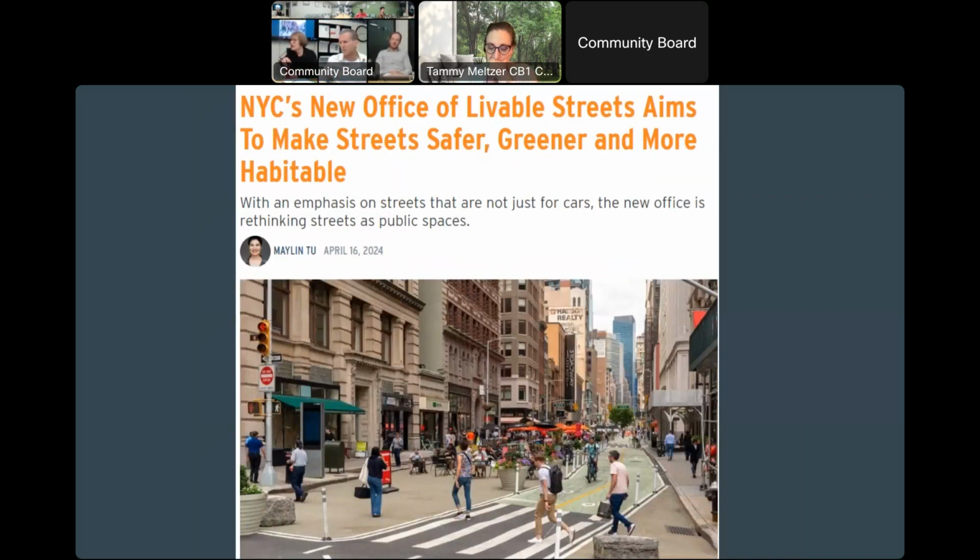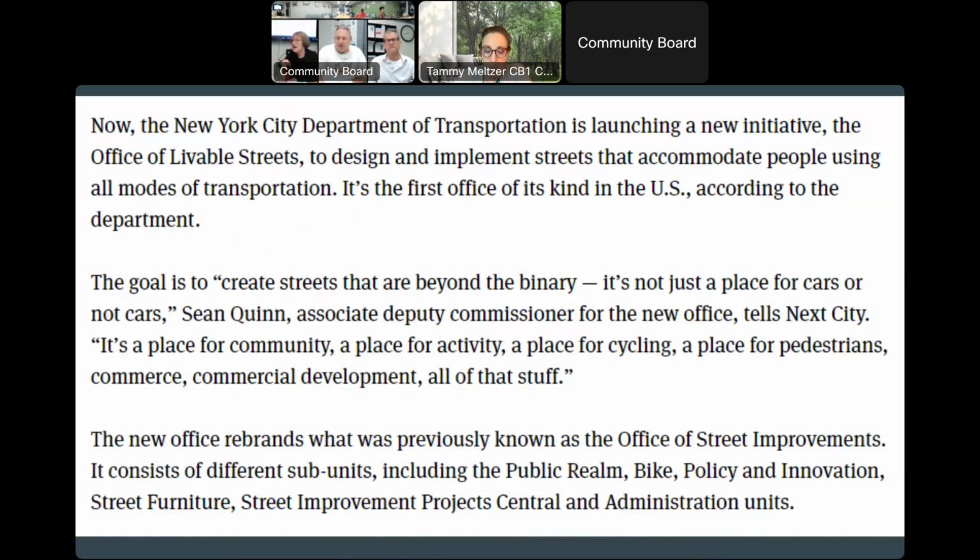But we'll see. There's a new Office of Livable Streets. I want to let people know, because you see some of the changes in the names of the organizations that DOT has been doing, and the DOT focus is moving to streets that are not just for cars. This new office is to rethink the streets as public spaces. So you're going to see more and more of it from DOT. And again, they want streets that are not binary. It's not cars and no cars. It's all the things which you've all seen. We have dining, we have all kinds of things on the streets and the sidewalks.